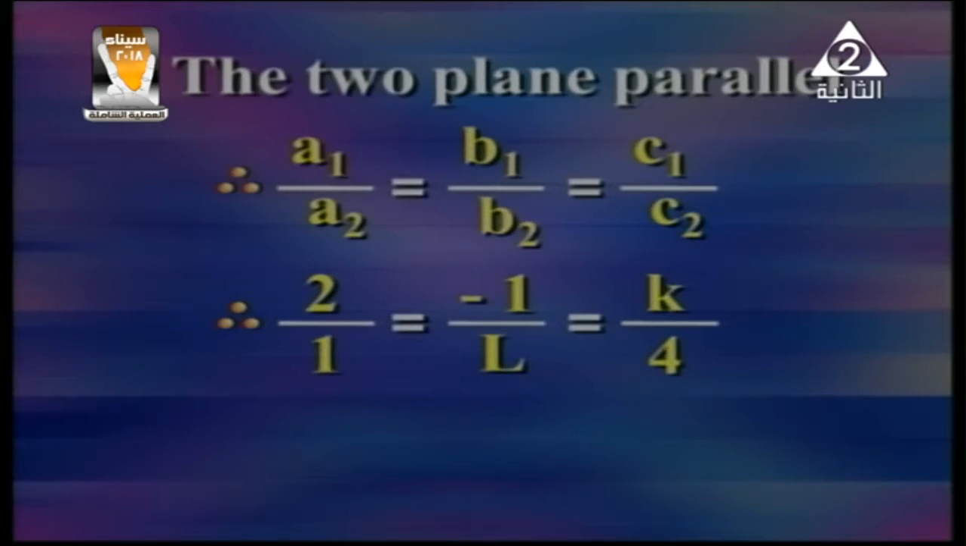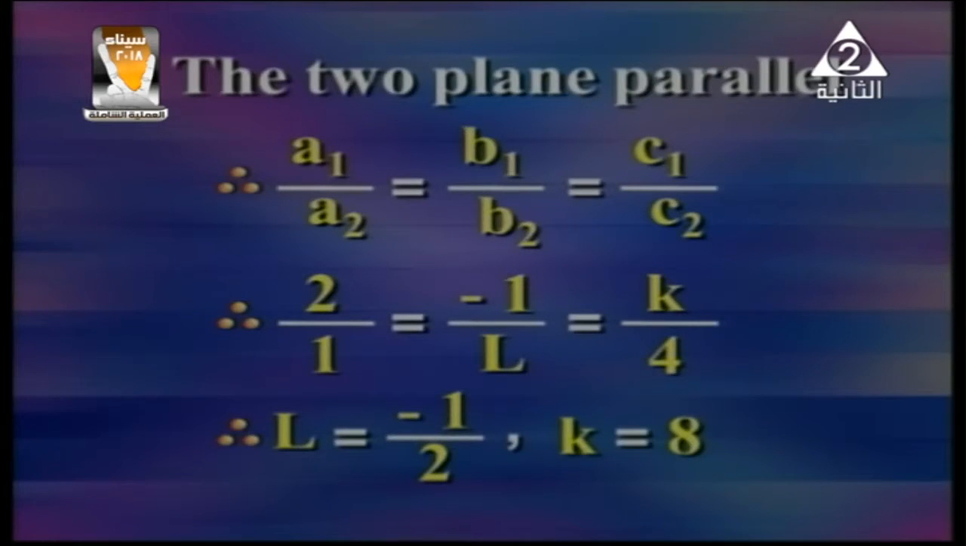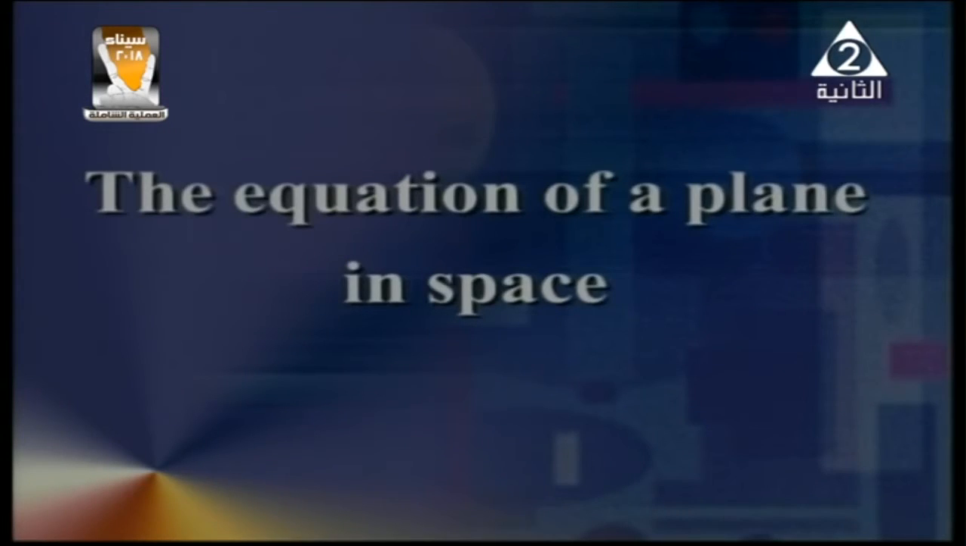the coefficient of x of the first over the coefficient of x of the second, the proportions of the coefficients of x, y and z, are equal. Then 2 over 1 equals negative 1 over L equals k over 4. By using cross multiplication to find the values of k and L, L equals negative 1 over 2 and k equals 8.